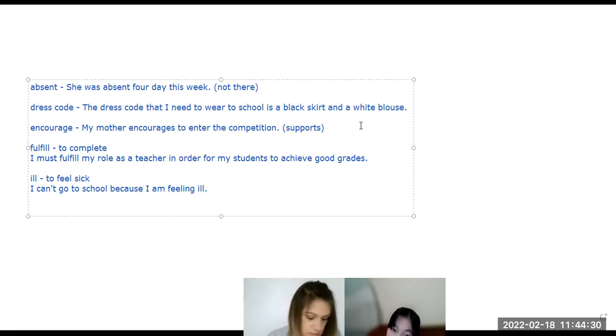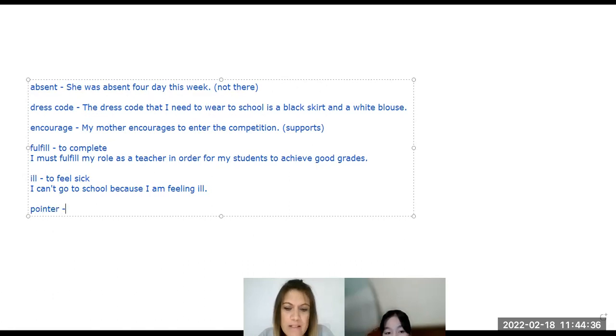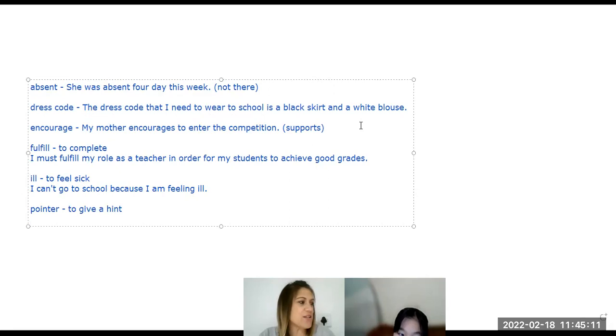Let's have a look at. Okay. Pointer. Pointer is to give a hint. The teacher gives you a hint. She gives you pointers. Yeah.